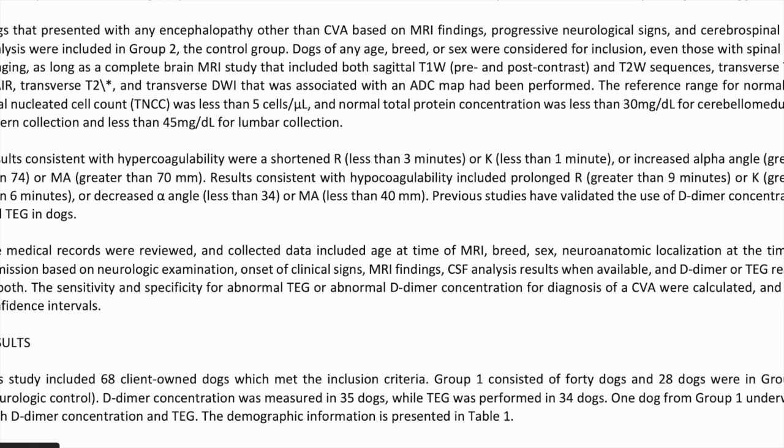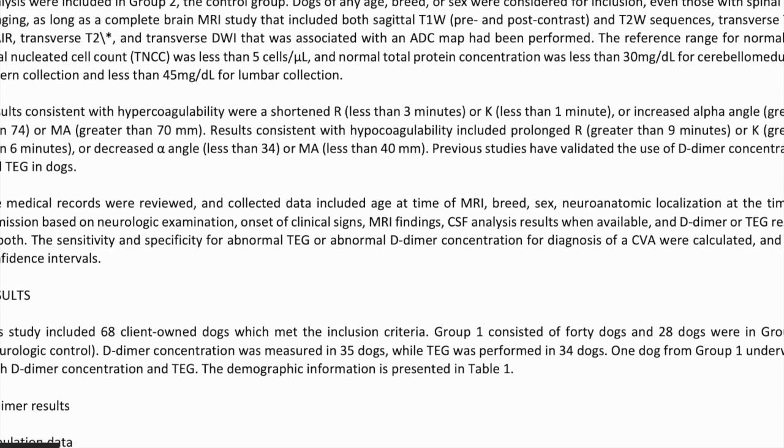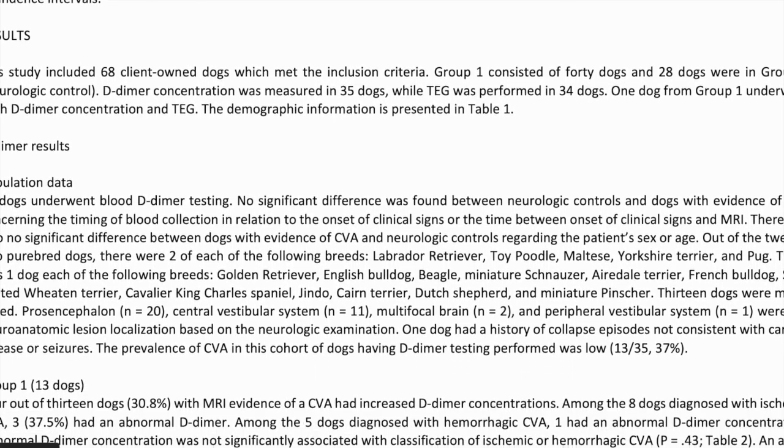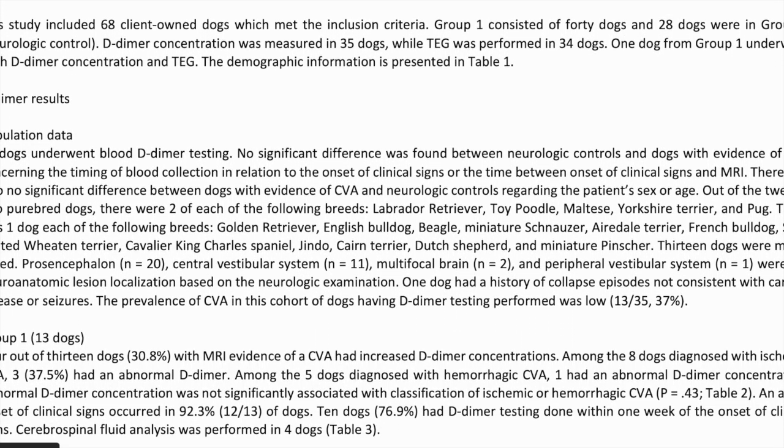The medical records were reviewed, and collected data included age at time of MRI, breed, sex, neuroanatomic localization at the time of admission based on neurologic examination, onset of clinical signs, MRI findings, CSF analysis results when available, and D-dimer or TEG results or both. The sensitivity and specificity for abnormal TEG or abnormal D-dimer concentration for diagnosis of a CVA were calculated, and 95% confidence intervals. Results. This study included 68 client-owned dogs which met the inclusion criteria.